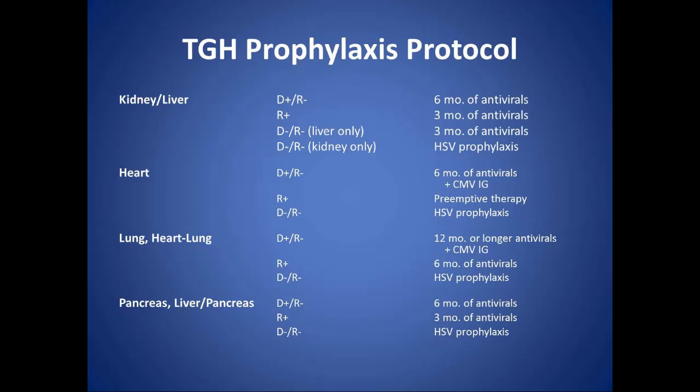And then the lung and heart, they're the group that you're going to give very long prophylaxis for. So a mismatch gets at least 12 months, sometimes they give longer, plus CMV immunoglobulin. The recipient positive gets 6 months of antivirals. And then liver-pancreas and pancreas, you can see 6 months and 3 months. So does anybody have any questions about the Tampa General protocol? This is pretty much what we use here.